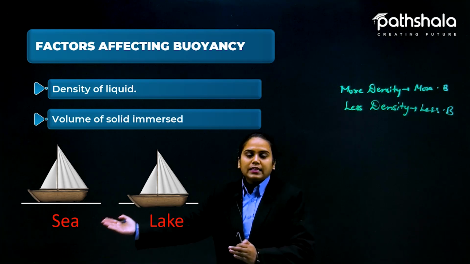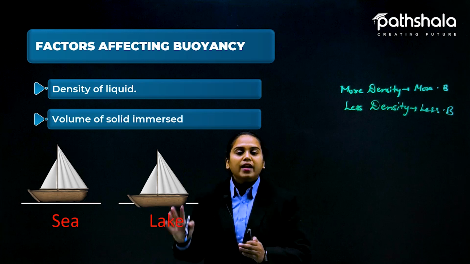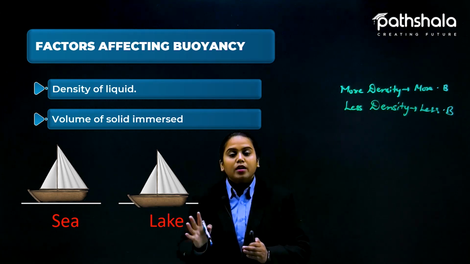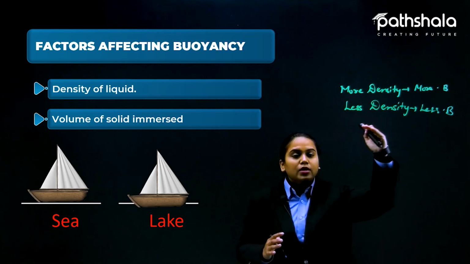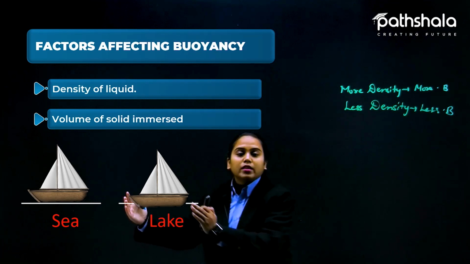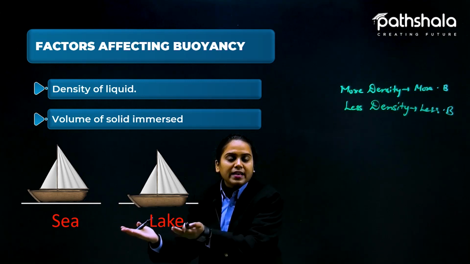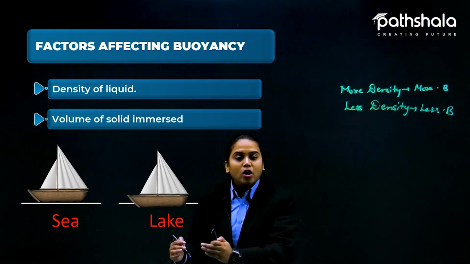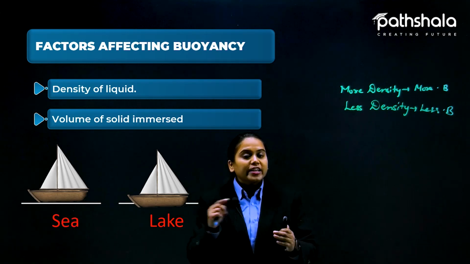Here we have a sea and a lake. You know that the sea is salty water and a lake is fresh water. Now, fresh water has less density, so less buoyancy. Now, the ship you can see is sinking more. More of the ship is inside the water. Because now, the sea has more density because salt is mixed in.